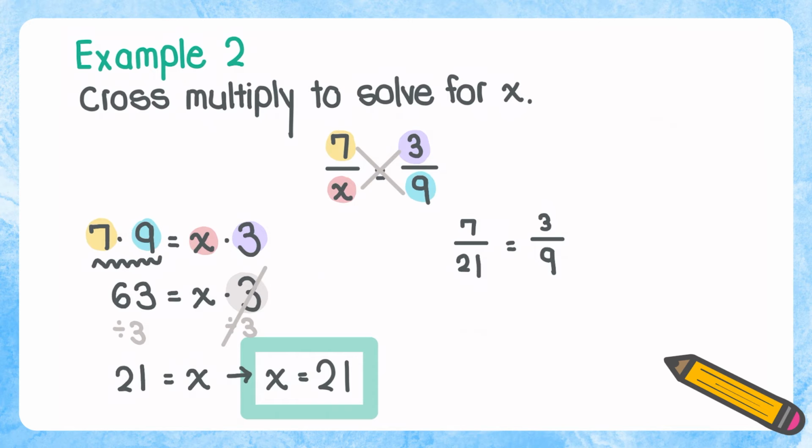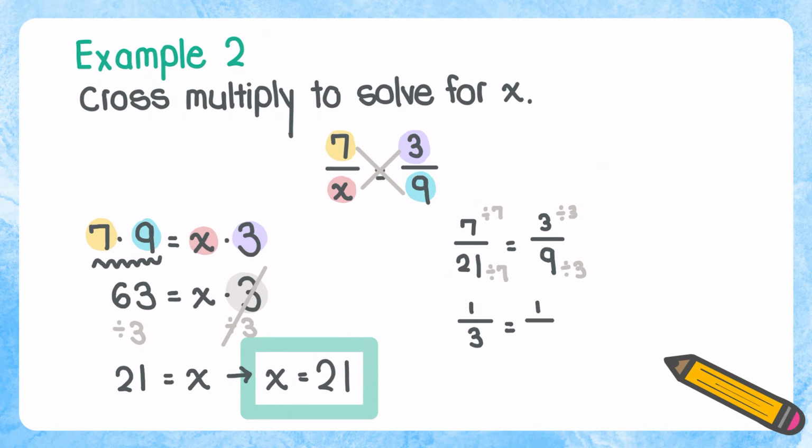Is it true that 7 over 21 is the same thing as 3 over 9? Let's take a look. We can simplify 7 over 21 by dividing both the numerator and denominator by 7. We get 1 over 3. We can also simplify 3 over 9 by dividing both numerator and denominator by 3.